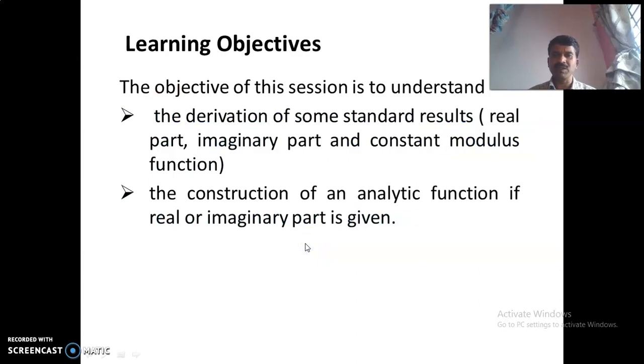The learning objective of this session is to understand the derivation of some standard results, like when the real part, imaginary part, or modulus is constant. And also we shall construct an analytic function if either the real part or imaginary part is given, or the difference u minus v is given. So how do you construct that analytic function? This is our objective of this session.